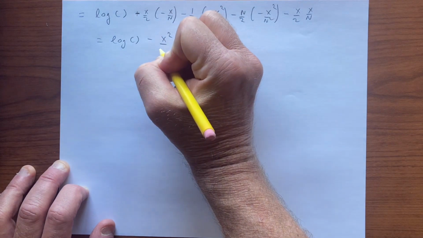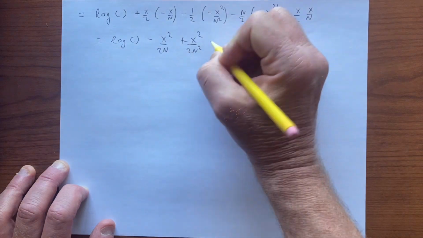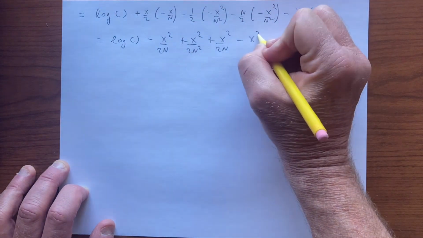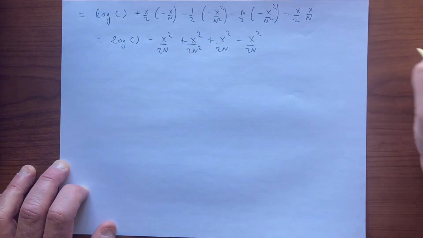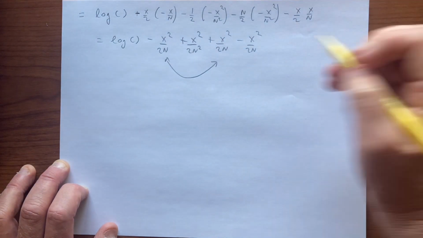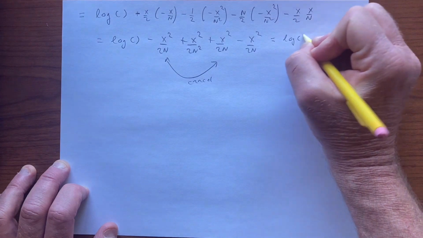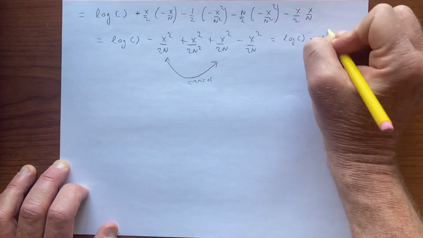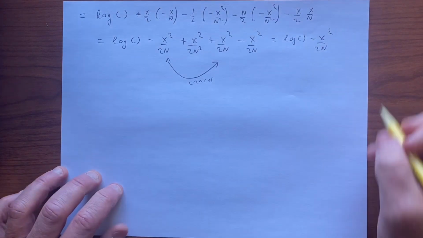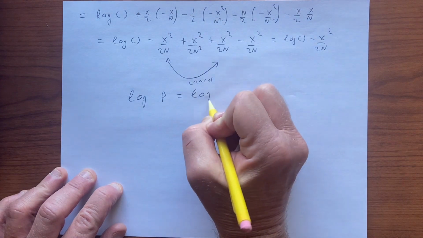And so we get log of this quantity minus x squared over 2n plus x squared over 2n squared plus x squared over 2n. And we can see these things cancel, and we end up with log of that number minus x squared over 2n, and that's the log.